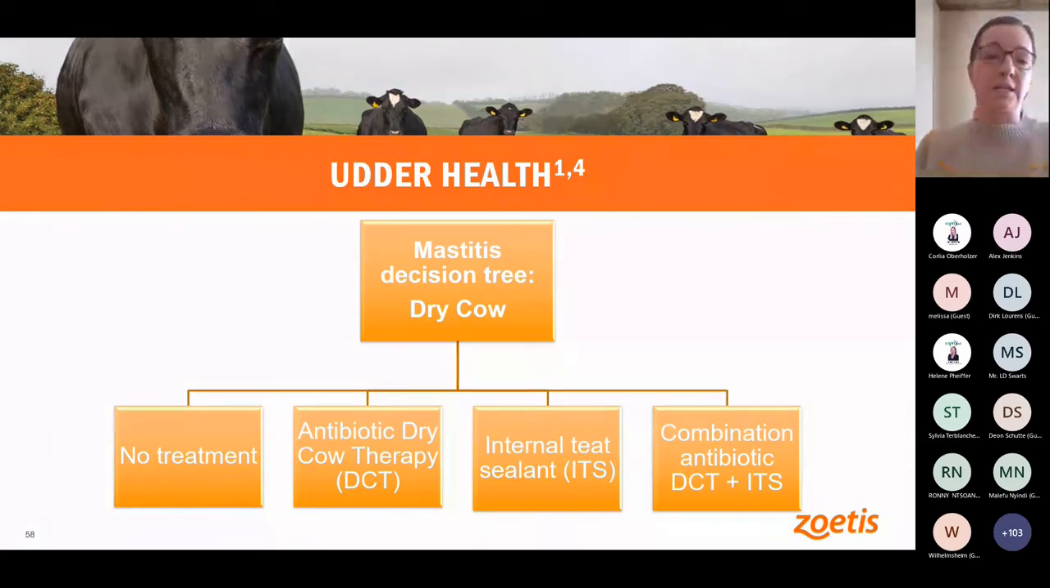Right, so when we look at the mastitis decision tree for a dry cow, most farmers in South Africa actually just are using blanket therapy. In other words, all the cows are just receiving an antibiotic dry cow therapy. We are seeing more and more farmers that are more interested in selective dry cow therapy. In other words, they are more selective in terms of which animals actually should receive an antibiotic dry cow therapy and which of them shouldn't. And then we have farmers that are also now starting to use internal teat sealants or a combination of an antibiotic dry cow therapy and an internal teat sealant.